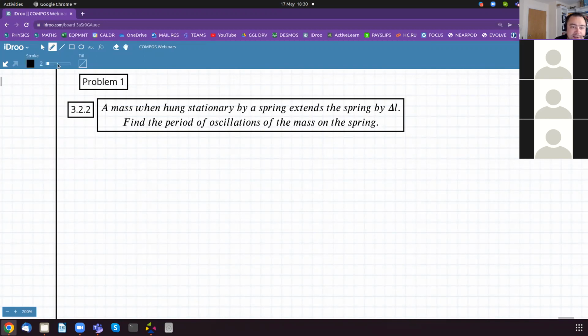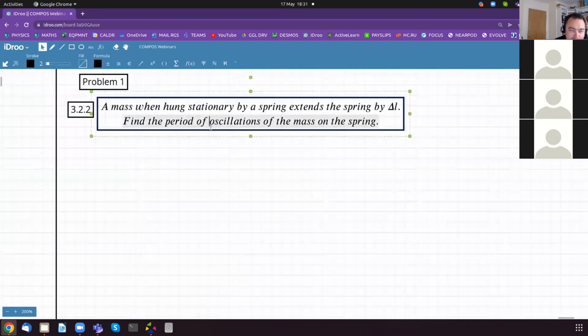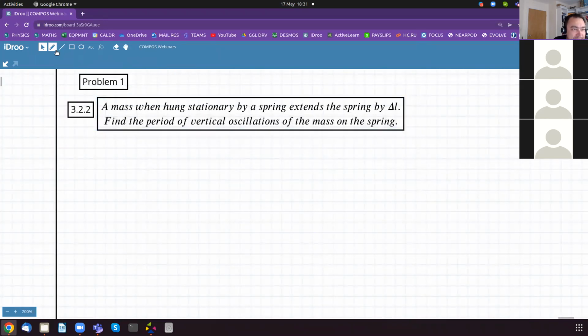find a period of the vertical oscillations. I forgot the word for vertical, of course, vertical, because it can also swing. Yeah, it can also swing. But yes, vertical. So first we take the mass and we hang it from a spring.